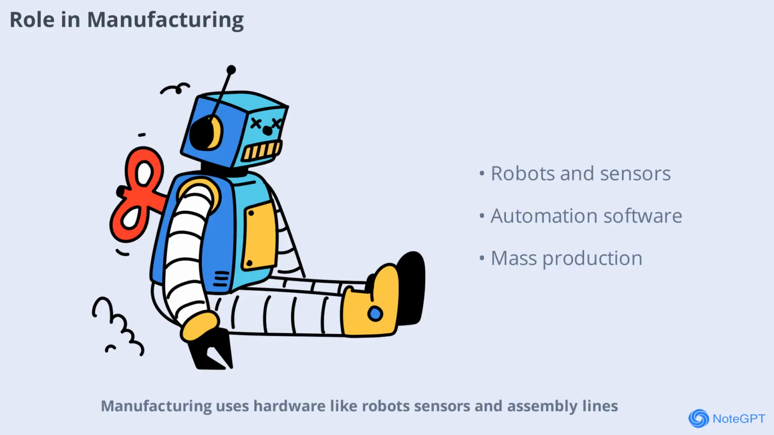Manufacturing uses hardware like robots, sensors, and assembly lines, paired with software for automation, quality control, and inventory management. This synergy increases productivity, reduces errors, and enables mass production of goods.